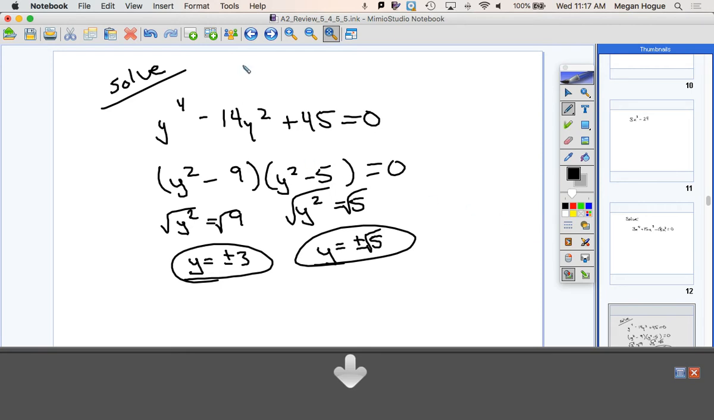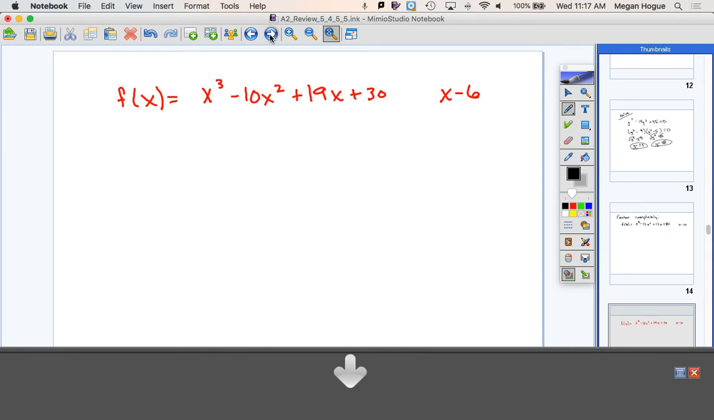Okay, let's look at one where we are given a factor and we have to factor, and one where we're given a 0 and we have to solve. That was too similar to what we looked at. Let's factor given a factor. We have f of x equals x cubed minus 10x squared plus 19x plus 30, and my factor is x minus 6.